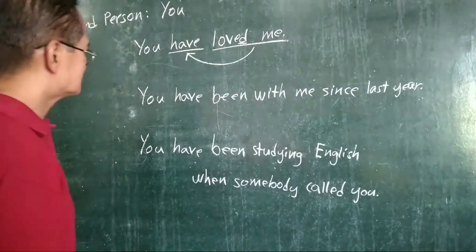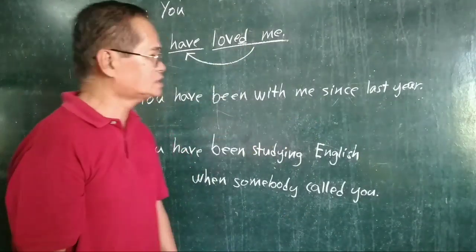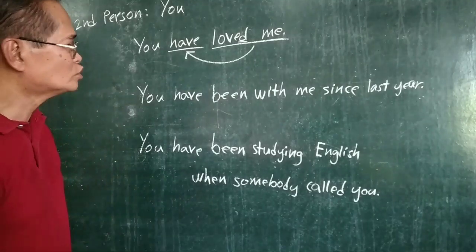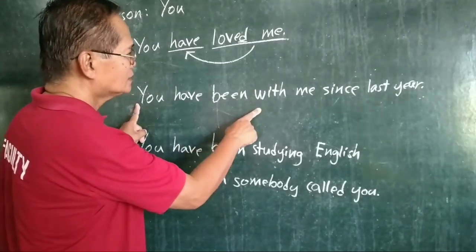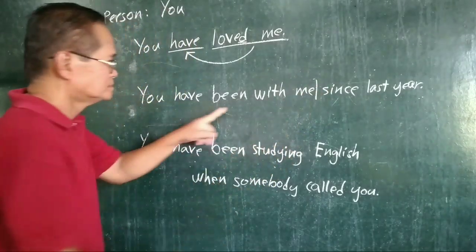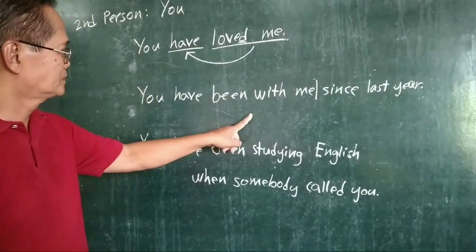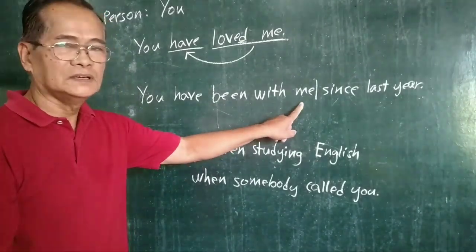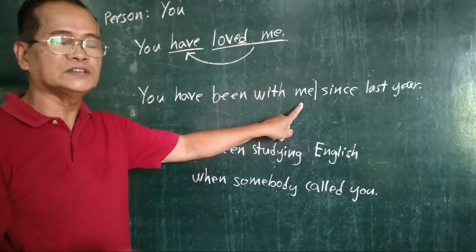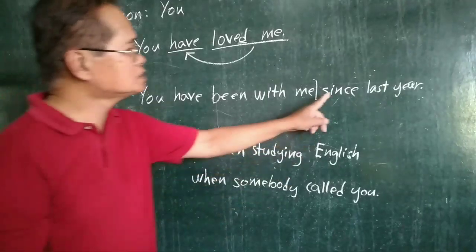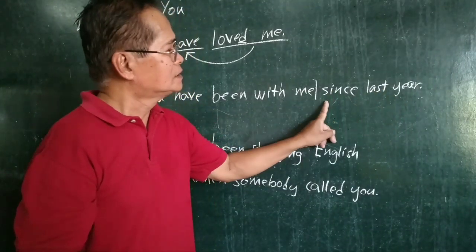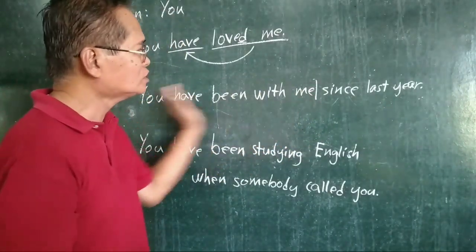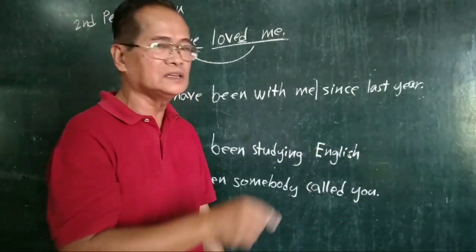Okay. Next, you have been with me since last year. Alright. We are going to divide the sentence into two parts again. Ang una ay itong independent clause. If we're going to analyze this carefully, this part is a simple sentence because it is a clause that can stand alone. While this part, since last year, this is a clause that cannot stand alone because if we remove this, pag tinanggal natin ito, since last year lang, it doesn't make any sense.